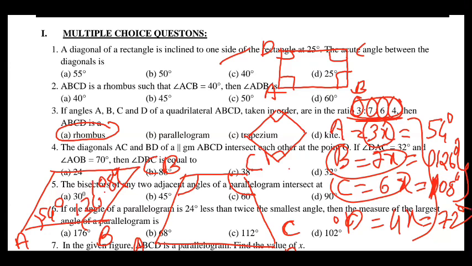C should be acute. This and this should be equal. Correct? Not about equality. Here, there is an acute angle. There should not be an obtuse angle. That's all. Understood? So this is a trapezium and not a parallelogram. That's all the point. Fine?